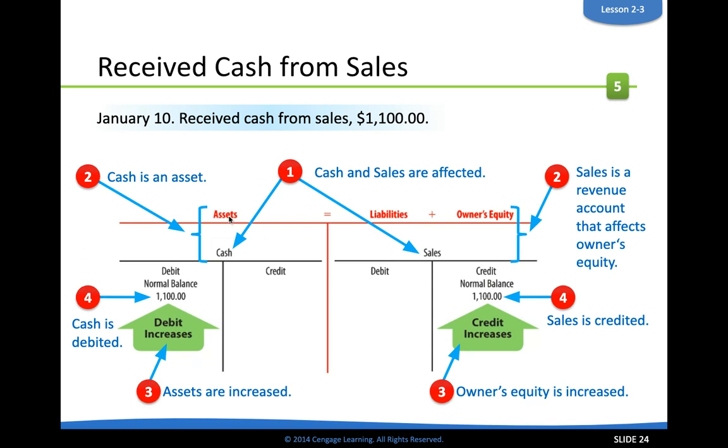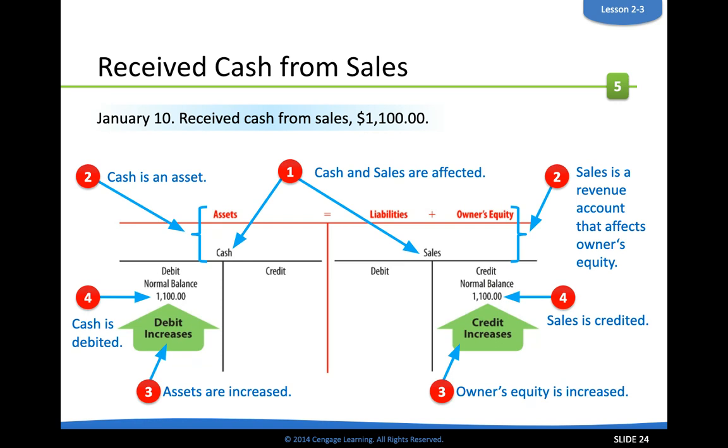We have assets on the left side of the accounting equation. We have liabilities and owner's equity on the right side of the equation. Looking at an individual T account, it doesn't matter which one, debits are always on the left. Credits are always on the right. That's our definitions of debits and credits. That's what you need to know. Debits on one side, credits on the other. So when debits increase and when they decrease depends on what side of the account it's on.